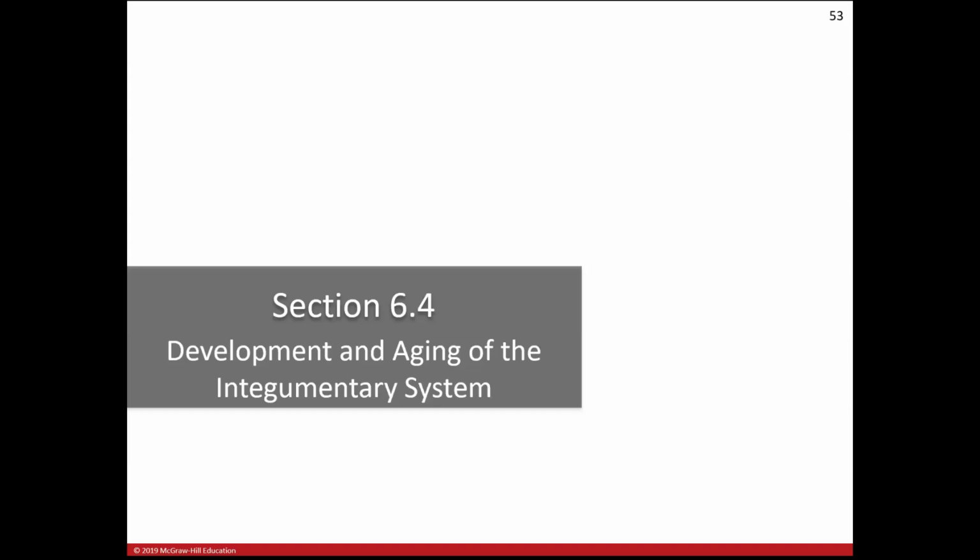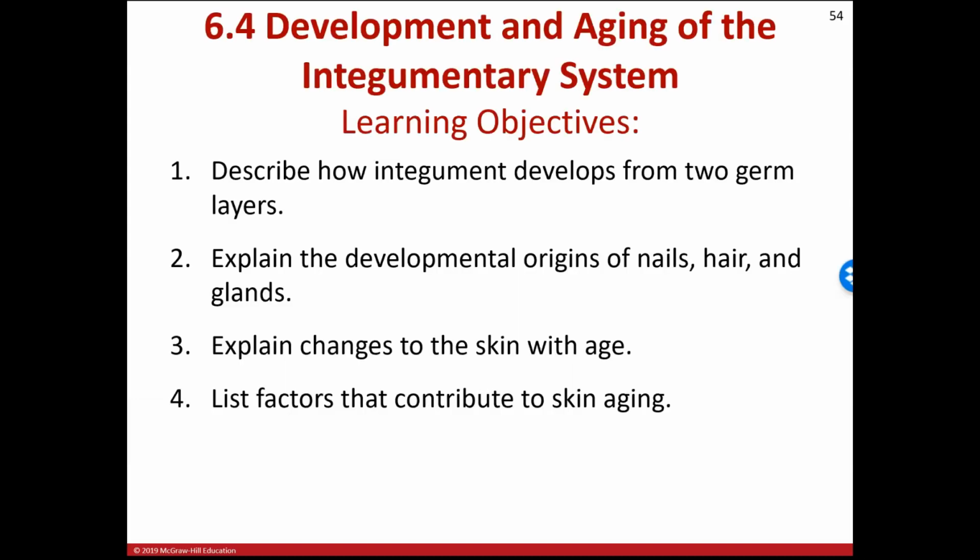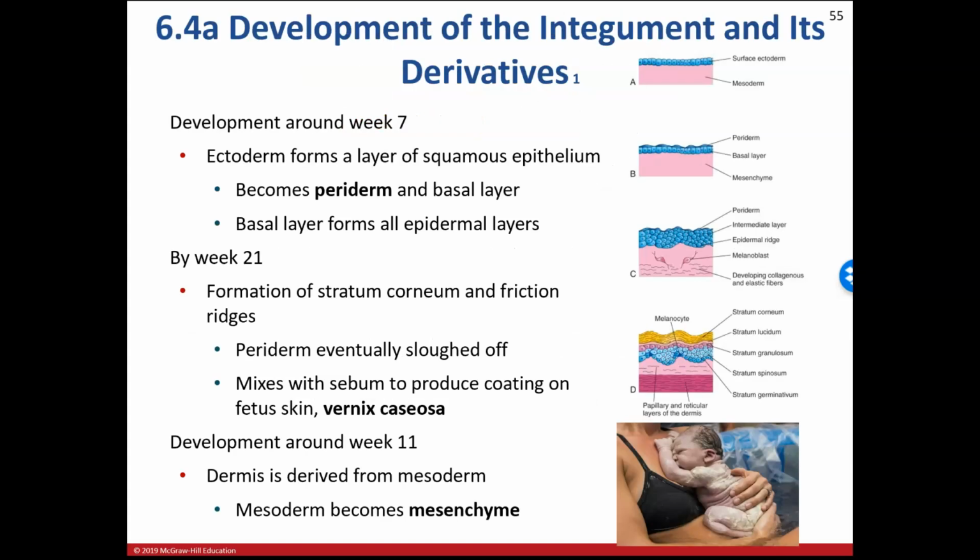And here is our last section for Chapter 6, Section 6.4 on the development and aging of the integumentary system. Here are your learning objectives. And we'll first start with development. This is going to start around week 7 when you are in the womb.